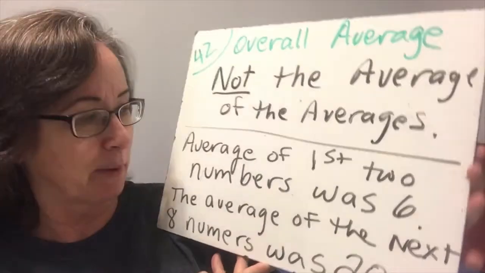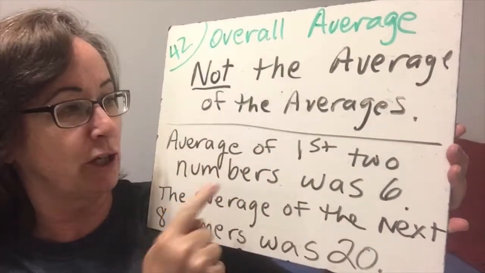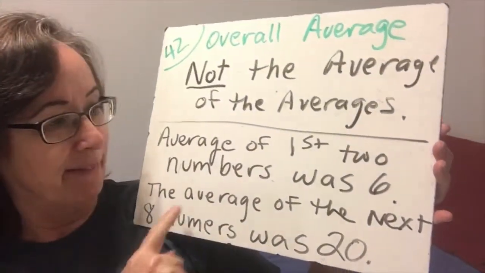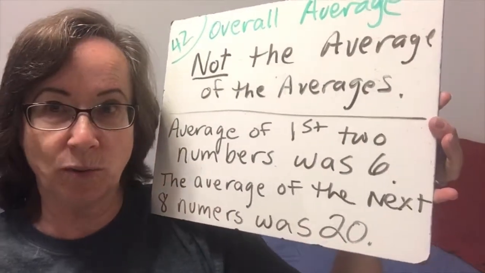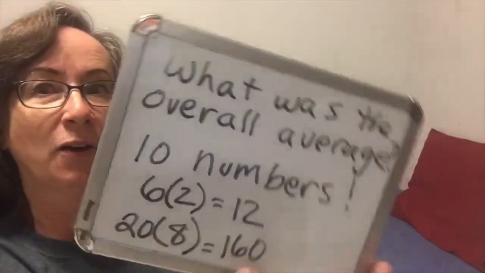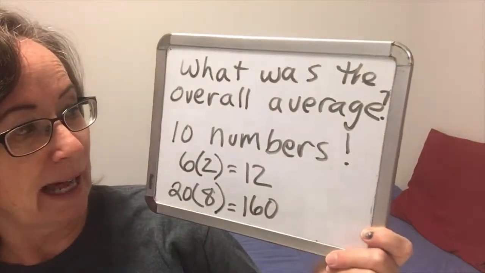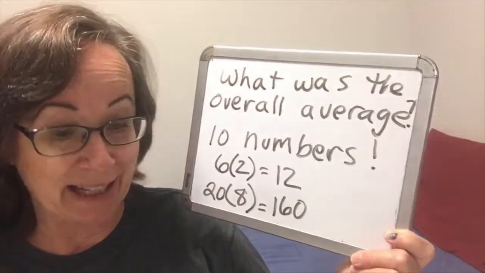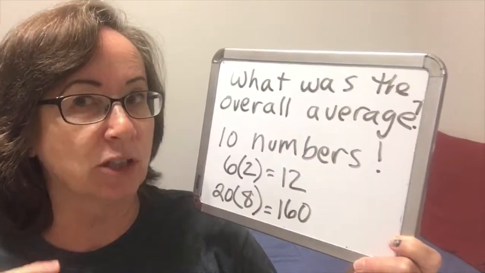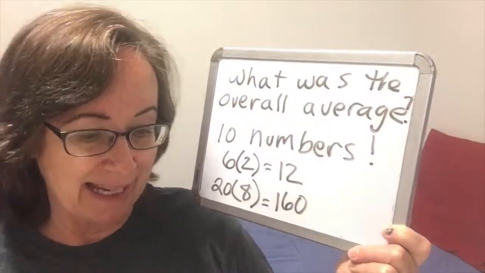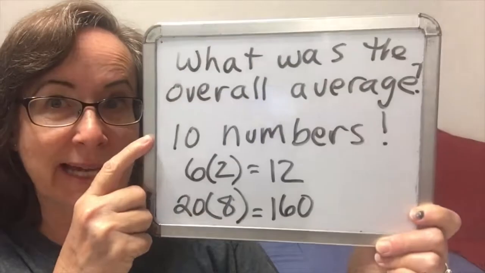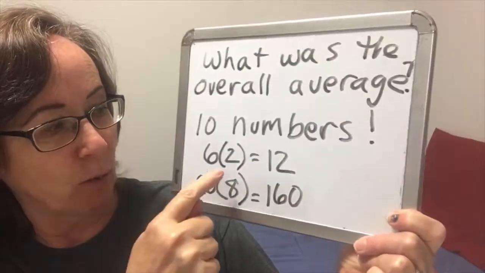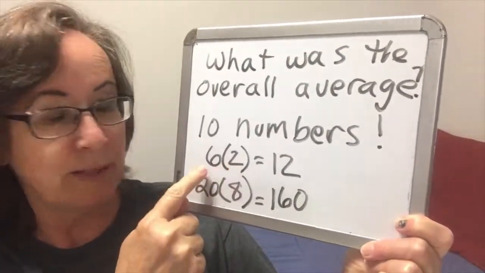This is your example. It says the average of the first two numbers was 6, and the average of the next 8 numbers was 20. What was the overall average? Okay, so we had 2 numbers, and their average was 6. And we had 8 more numbers, and their average was 20. So altogether, we had 10 numbers. And we had 2 numbers whose average was 6.